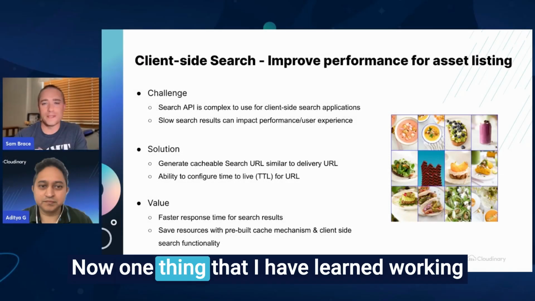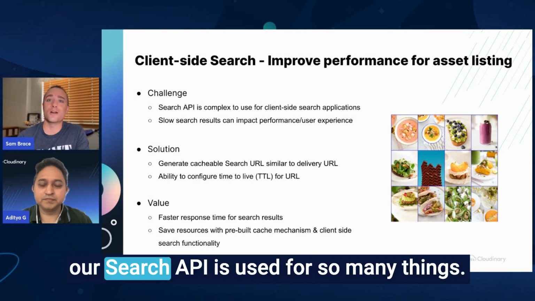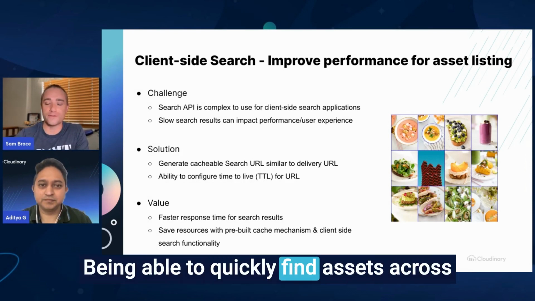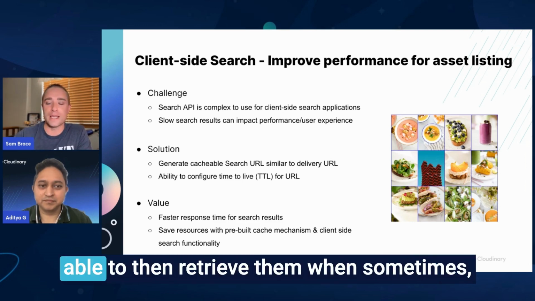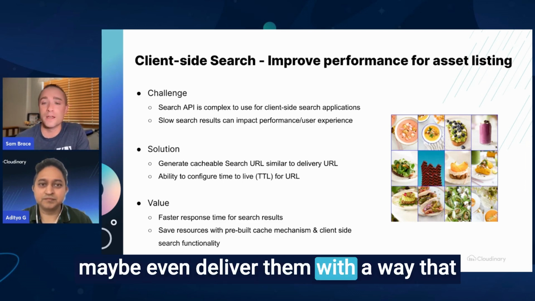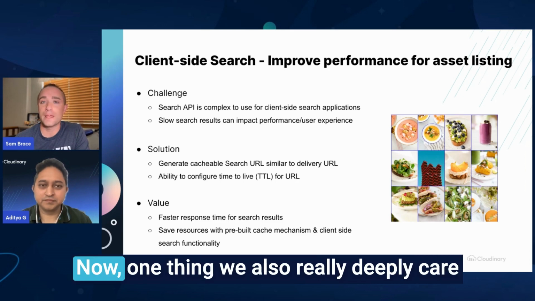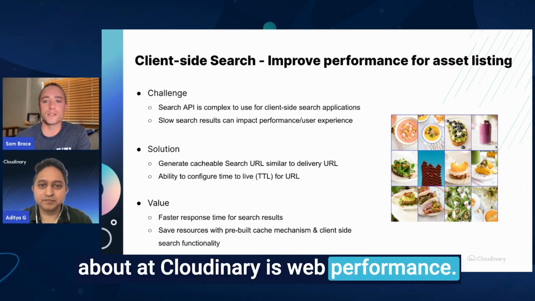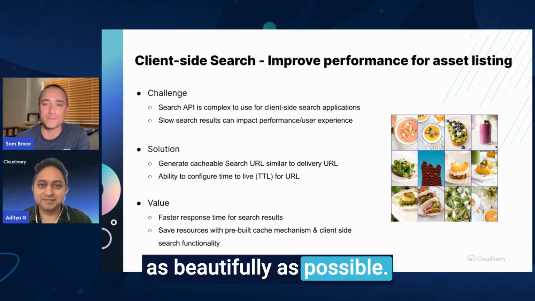Now, one thing that I have learned working with developers that use Cloudinary is that our search API is used for so many things, being able to quickly find assets across their entire product environment and being able to then retrieve them and sometimes maybe even deliver them with the way that their website experiences happen to be. Now, one thing we also really deeply care about at Cloudinary is web performance. We want things to be loading quickly, efficiently, and of course, as beautifully as possible.